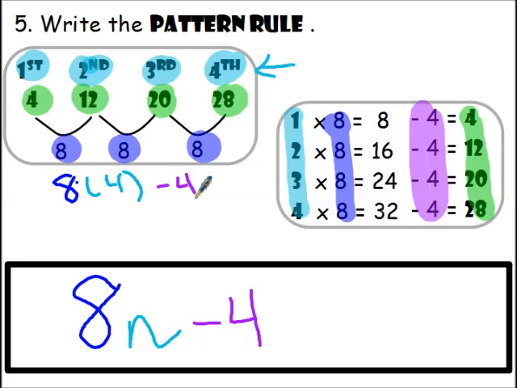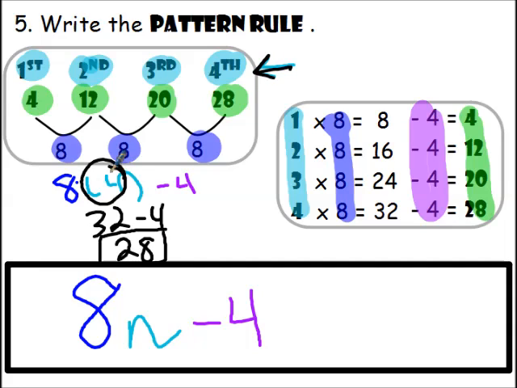And then we subtract 4. 8 times 4 is 32, and 32 minus 4 is 28. So as you can see, if you put a 4 in for the value of n, you get out the 28 that goes along with it. So we've done a good job in creating our rule.